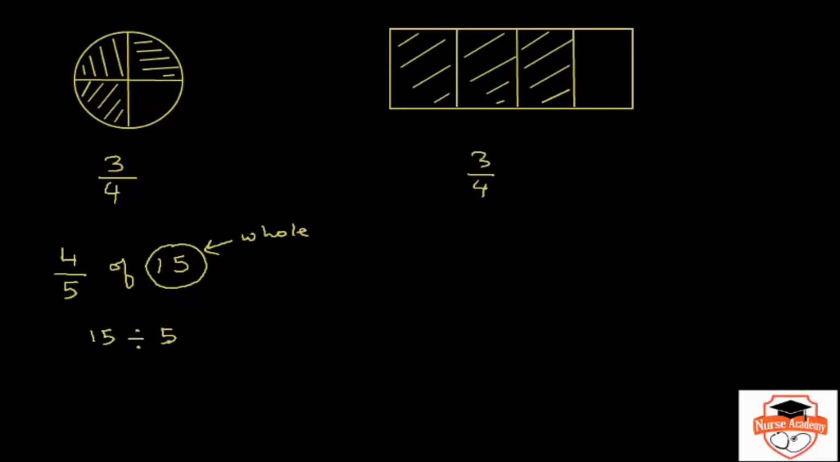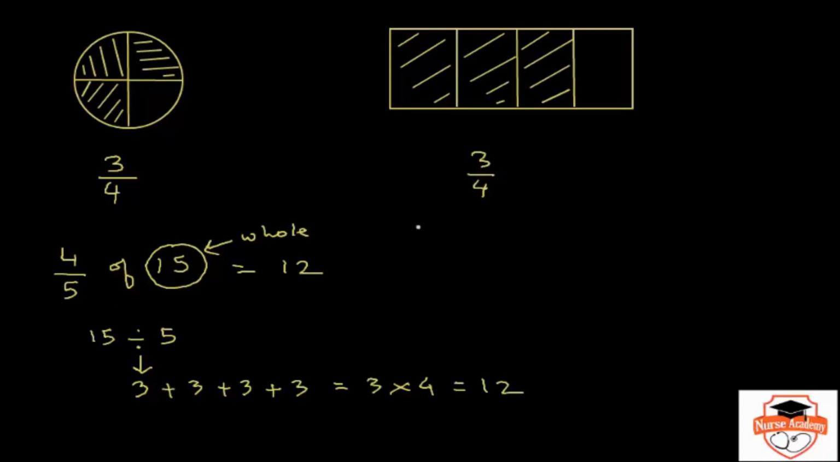So you do 15 divided by 5, the answer is 3. And then you put together 4 of those 5 parts. So you do 3 plus 3 plus 3 plus 3, or in other words, you do 3 times 4 and you get 12. So we say 4/5 of 15 is 12.